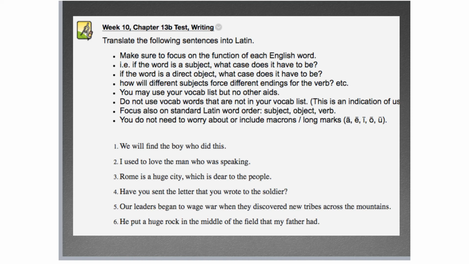All right, writing, English to Latin. Okay. So we will find the boy who did this. Boy is the accusative. We is going to be contained in the verb. So puerum qui hoc fecit. And then we will find, inveniemus. All right. And I'll leave the rest to you.